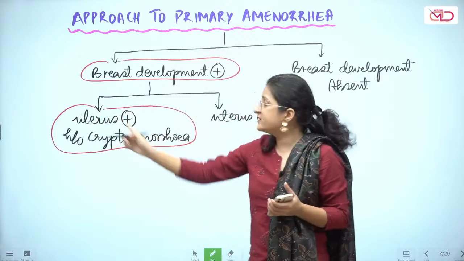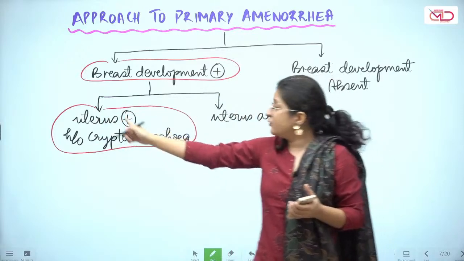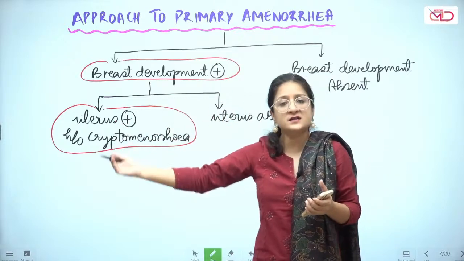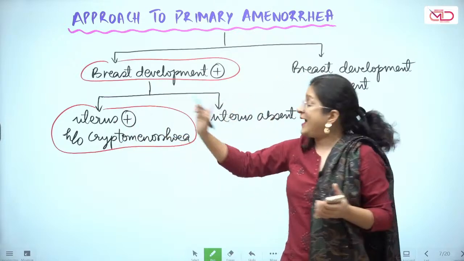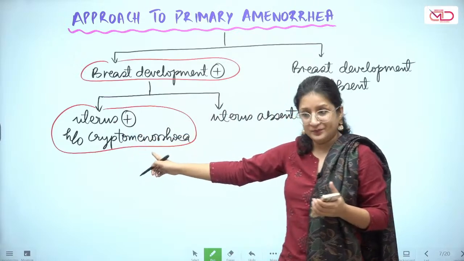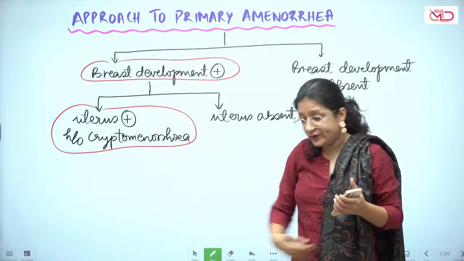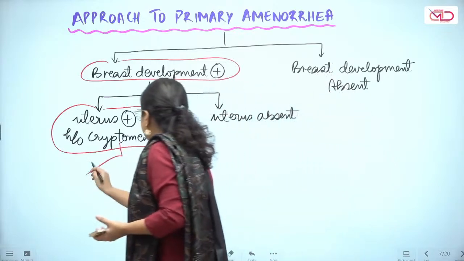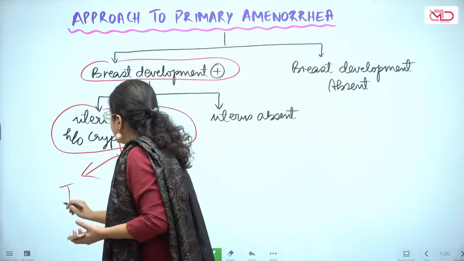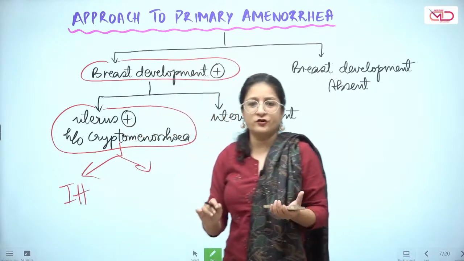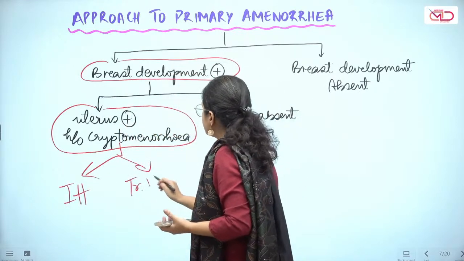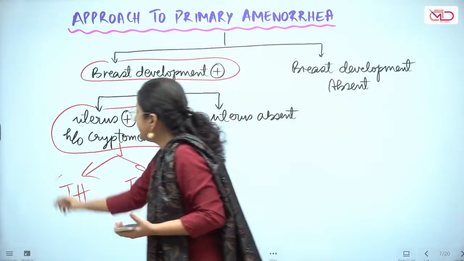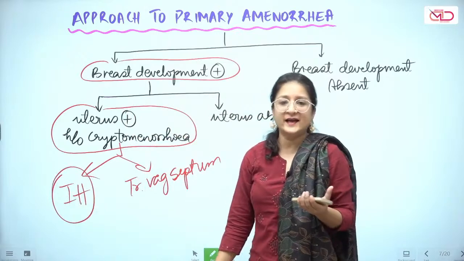Are they telling you that the uterus is present? They could give you this information based on clinical examination findings, or there could be an ultrasound report showing uterus is present. And if there is a history of cryptomenorrhea, cyclical abdominal pain with no outflow of menses, maybe with some abdominal lump, think of two possibilities: imperforate hymen, and a transverse vaginal septum.